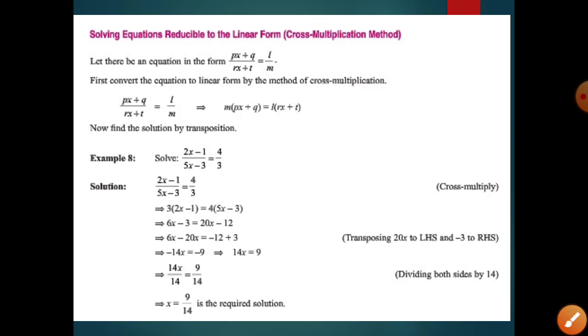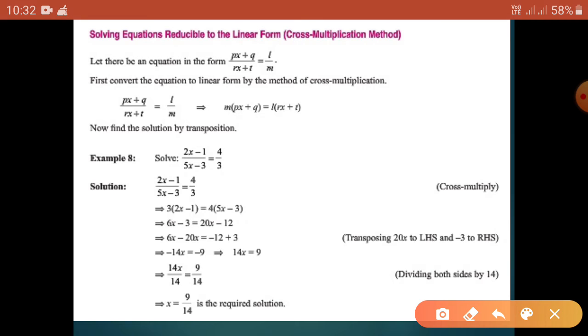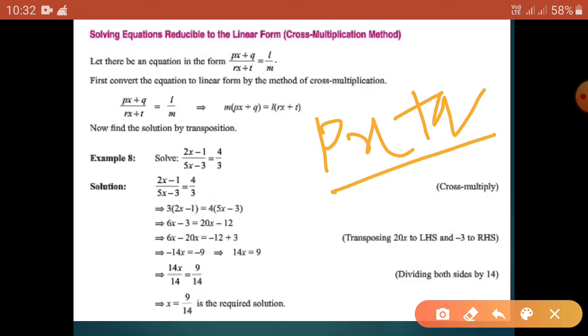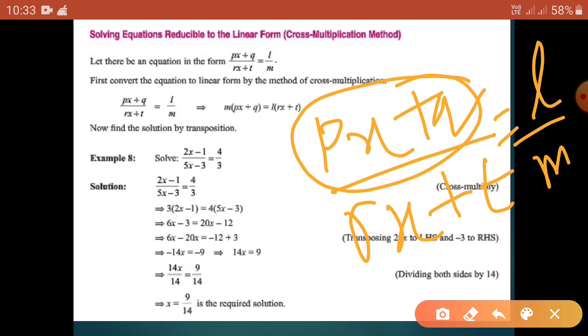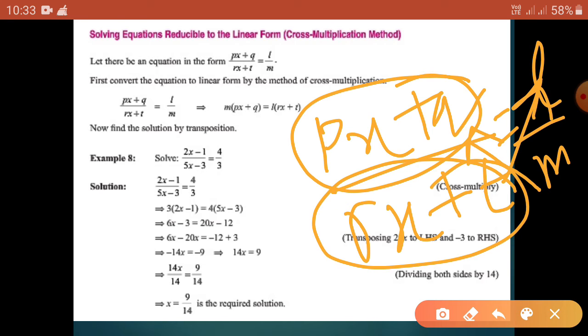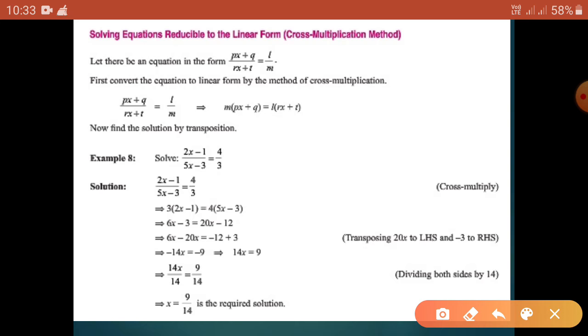Next, we are trying to solve an equation using the cross multiplication method. Suppose it is px by q and rx plus t, and here it is l by m. Cross multiplication means we have to multiply this expression with this and this expression with this.